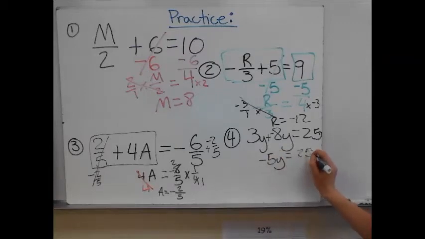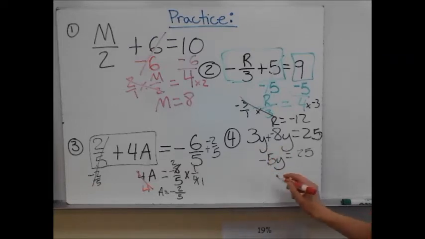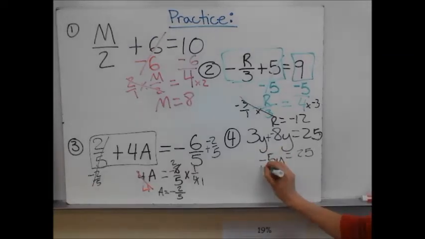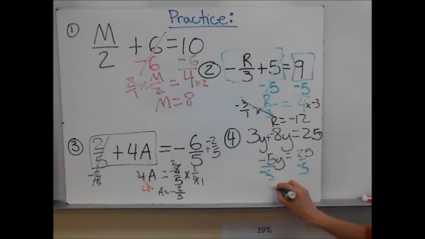equals 25. And then this is multiplication, so I'm going to use the inverse of multiplication. There actually was no addition. There was no constant term that was being added or subtracted here. These were both coefficients, and that's why I could add them together, because they were like terms. So I'm going to divide by negative 5 on both sides, and y equals negative 5.